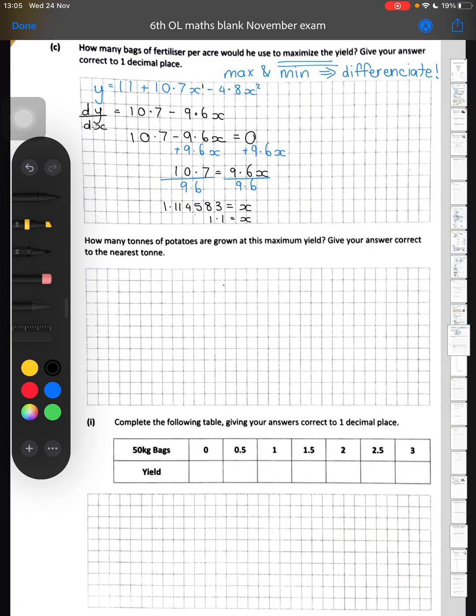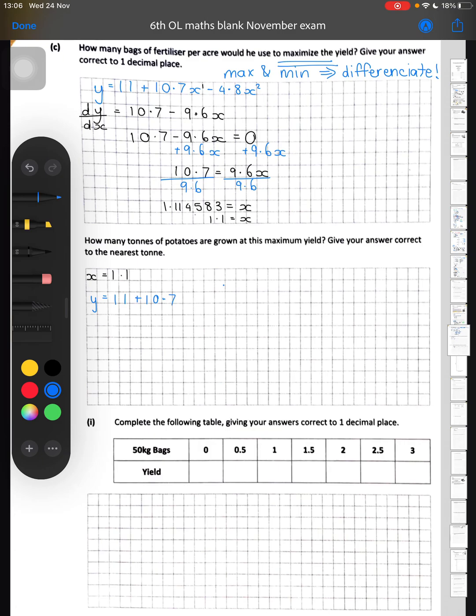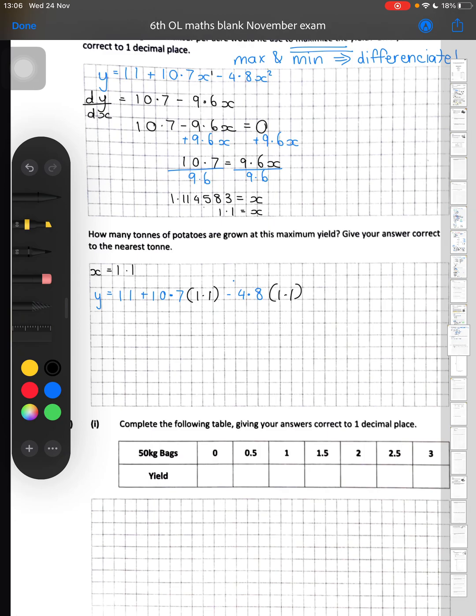So we are literally going to have to fill in this 1.1 for x back into that equation. So x equals 1.1, and we have my equation here for y. So y is now going to be equal to 11 plus 10.7 times this x value, my 1.1, and then minus 4.8 x squared, so 1.1 squared.